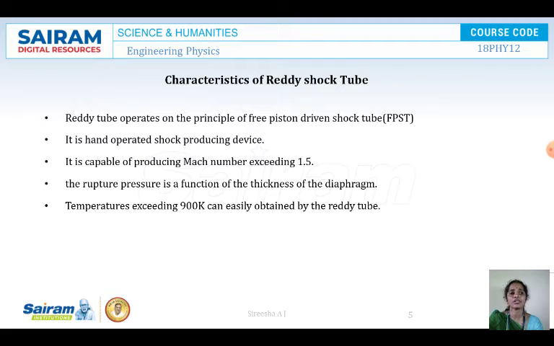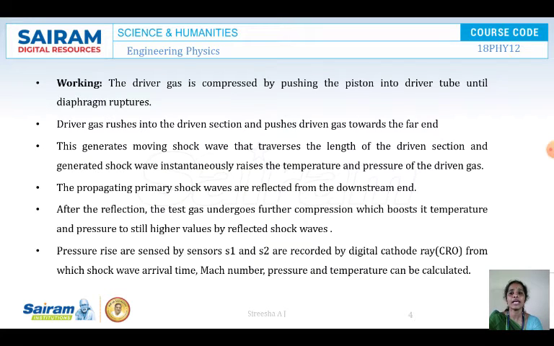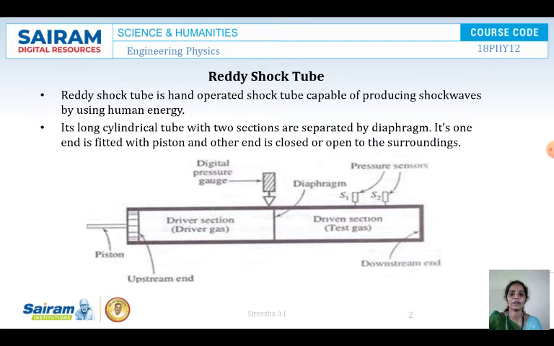What are the characteristics of a reddy shock tube? The reddy shock tube operates on the principle of a free piston driven shock tube. As I told you, the moment the piston is pushed, the gas is compressed. Due to the compression, there is a rupture in the diaphragm and the primary shock wave is generated, which travels down.